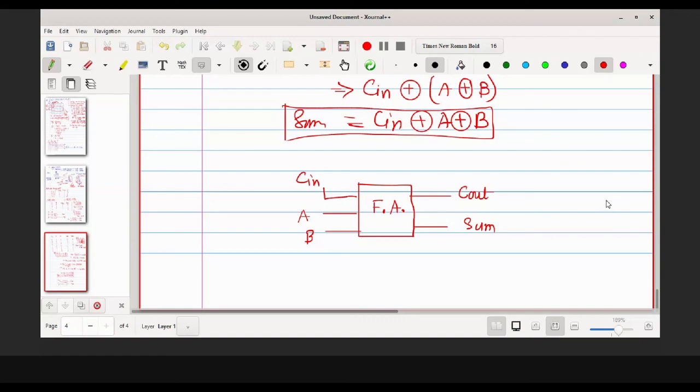If you apply this type of box in parallel, if it is repeated 4 times, it becomes a 4-bit adder. 8 times, it is an 8-bit adder. 16 times, a 16-bit adder. 3 times, a 3-bit adder, and so on. So this is the simple circuit of addition.